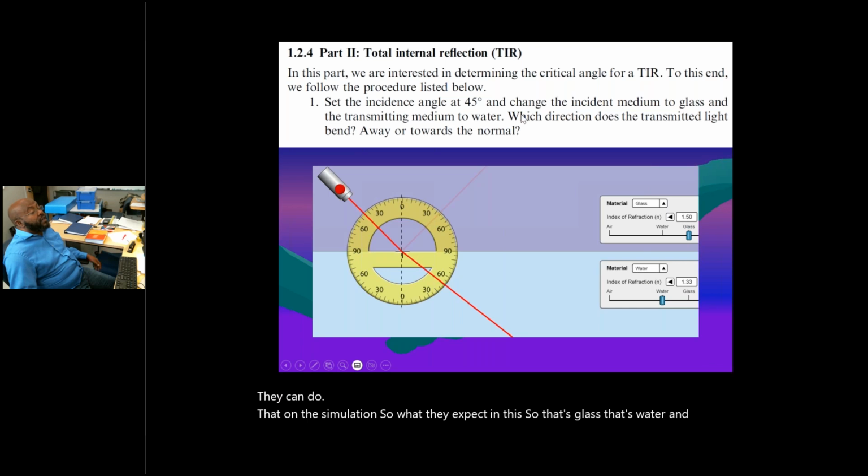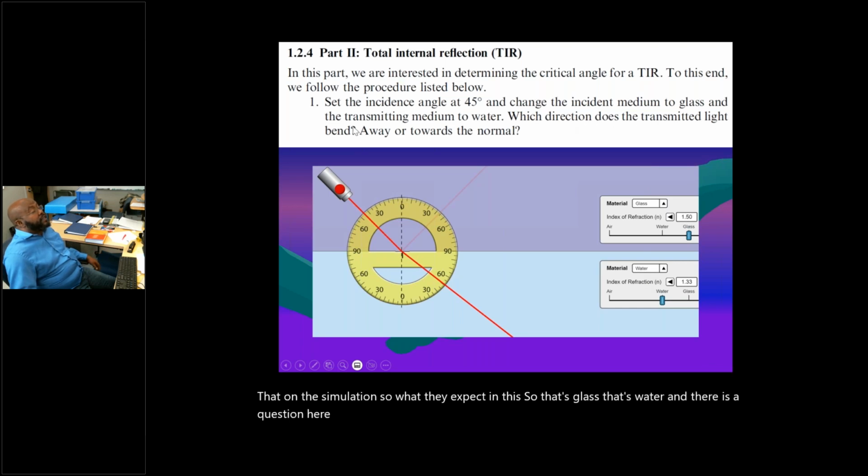And there is a question here. Which direction does the transmitted light bend? They need to answer that: away from or toward the normal.